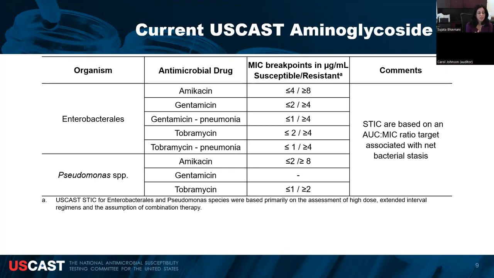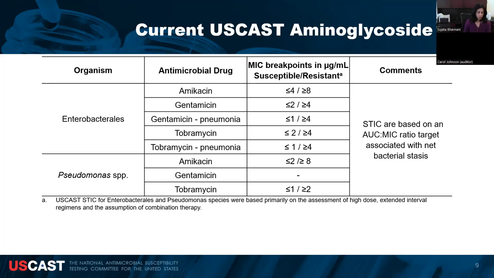For Pseudomonas, based on the thigh model only, which is all we had, amikacin breakpoints were similar, but 2 and 8. And for Tobra, it was 1 and 2. And for gent, there was just no basis for a breakpoint given the distributions.